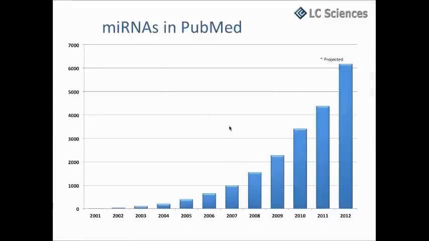And of course, accordingly, if you look at the number of publications in PubMed that deal with microRNAs, it's also pretty much an exponential increase. If you fit the curve, it's really impressive. Of course, for 2012, that's just projected, but basically it's going from 2001, within 11 years, from almost nothing to more than 6,000 publications.